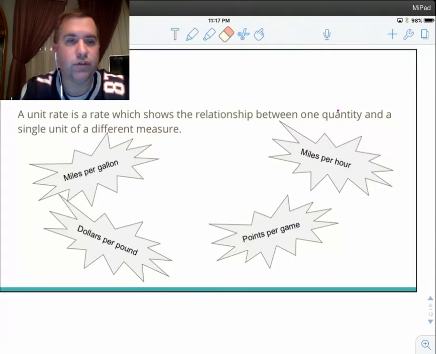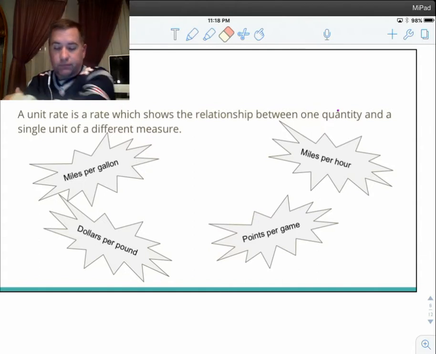A little bit more on unit rates. A unit rate is a rate that shows the relationship between one quantity of one unit measure and a single unit of the other measurement. Miles per gallon, dollars per pound. How much does it cost to buy 1 pound of something? Miles per hour. How far will you travel in 1 hour? Points per game. What's your average score per game on points scored?